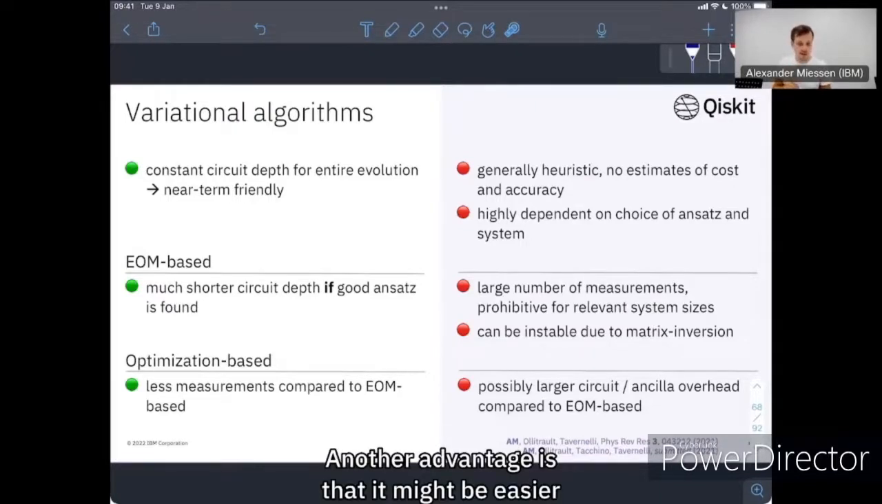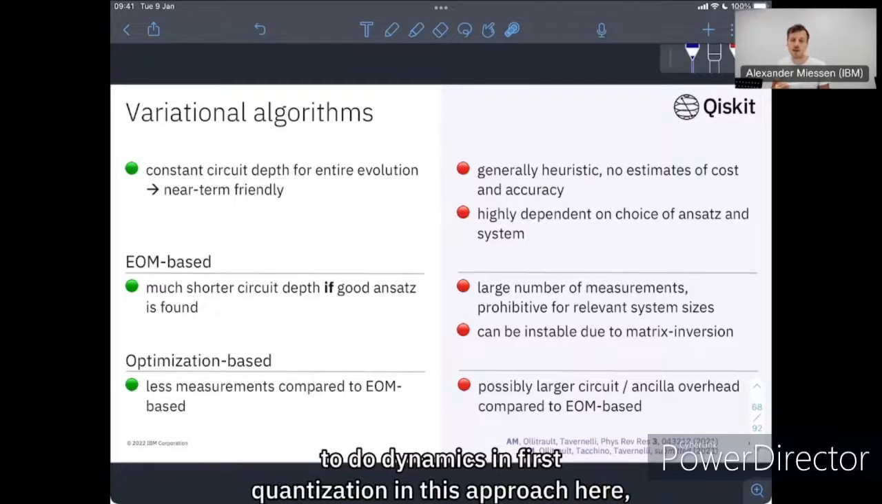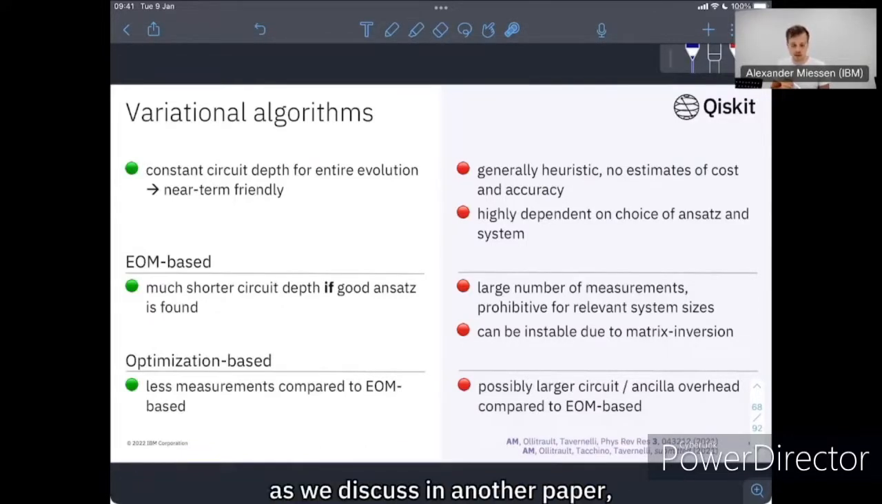Another advantage is that it might be easier to do dynamics in first quantization in this approach here, as we discussed in another paper, which I forgot to reference here, but it's by Pauline Ollitrault, and recently came out on the arXiv, so check it out if you're interested.